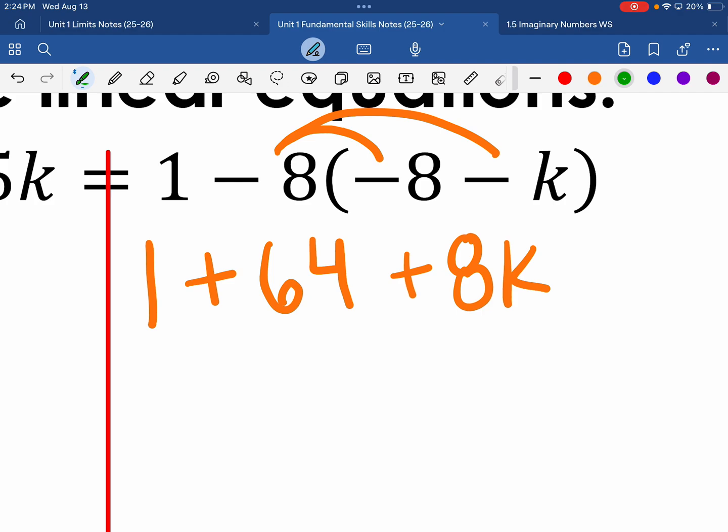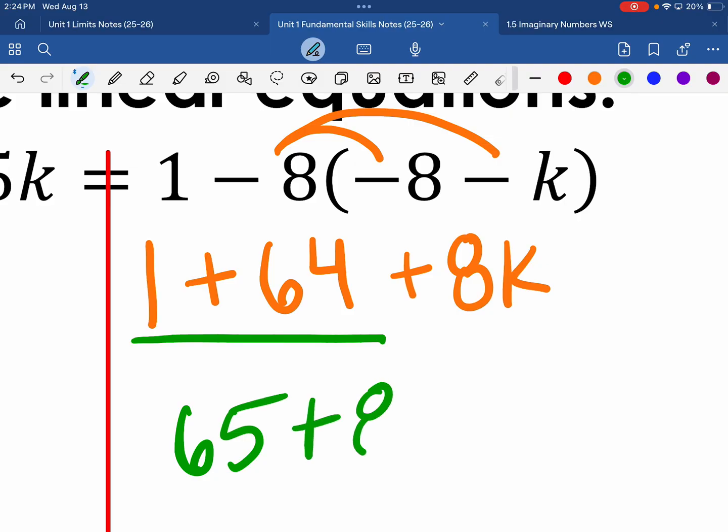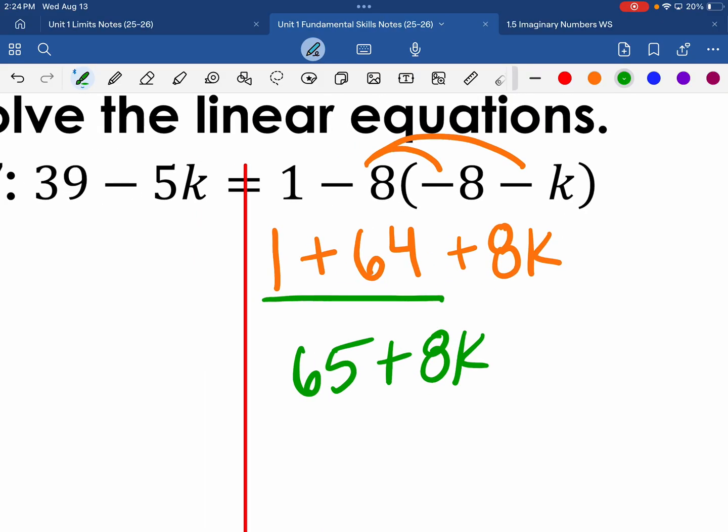After I distribute the -8, then I'm going to combine like terms. What can I combine? 1 plus 64, so I get 65 plus 8k. And I'm going to drop down the 39 minus 5k. And my equal sign is in between both of those guys.